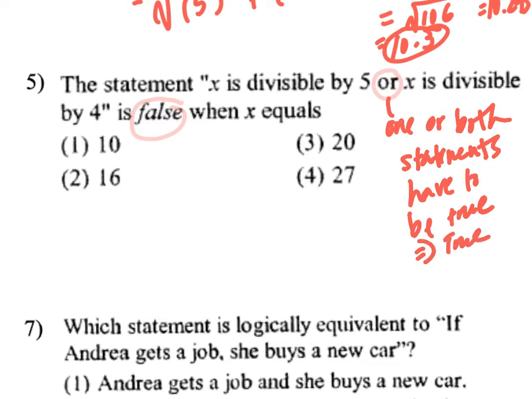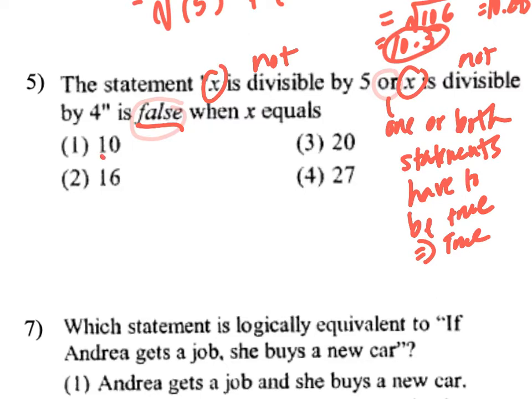And so the only time when your statement that's connected by or is going to be false is when both of the statements are false. So that's really telling me that x has to be some number that's not divisible by 5, and x has to be some number not divisible by 4. So I'm going to look through my answer choices and see whether x is going to be divisible by 5 or x is going to be divisible by 4. If it's divisible by either of those numbers, it's not going to be my answer choice, right? So let's look at the first one.